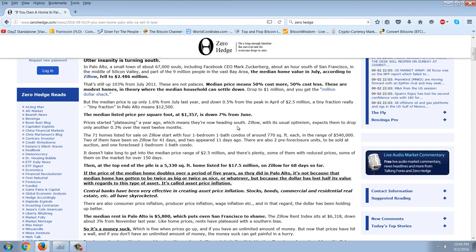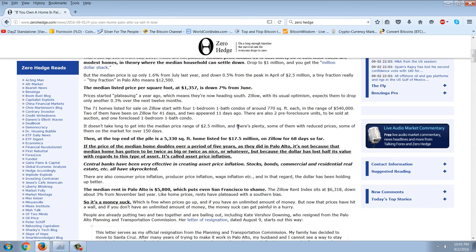These are not palaces. Median price means 50% of the homes cost more and 50% of the homes cost less. These are modest homes, in theory, where the median household can settle down. Drop to $1 million and you get the million-dollar shack. But the median price is up only 1.6% from July last year and down 0.5% from the peak in April of $2.5 million. A tiny fraction, really, but a tiny fraction in Palo Alto means $12,500.